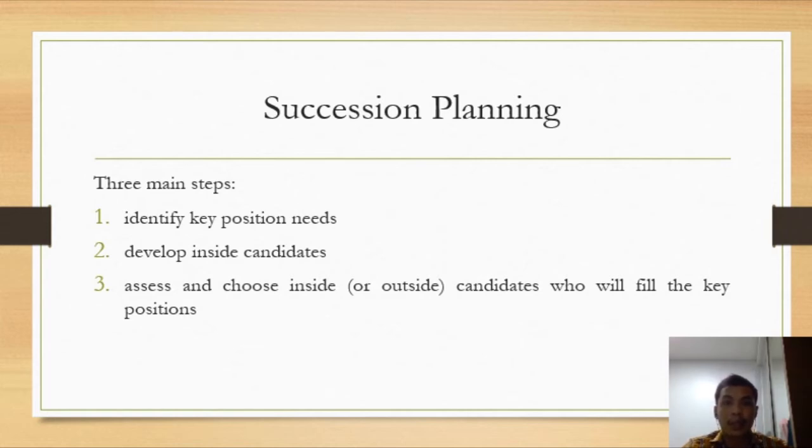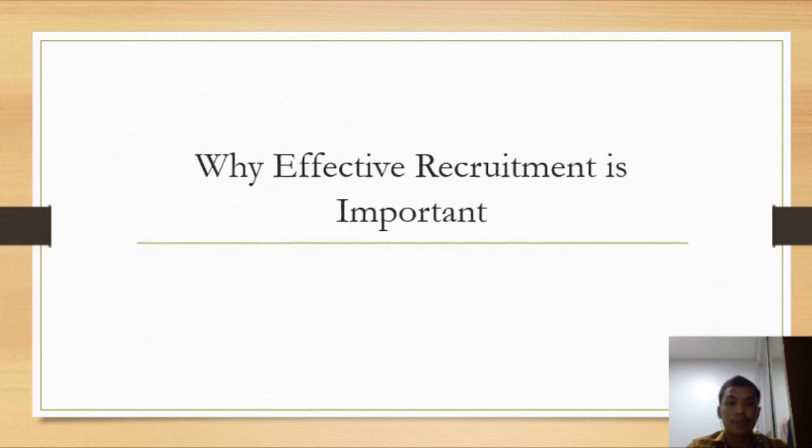Succession planning is the ongoing process of systematically identifying, assessing, and developing organizational leadership to enhance performance. And then, why effective recruitment is important. Employee recruiting means finding and/or attracting applicants for employers' open positions.